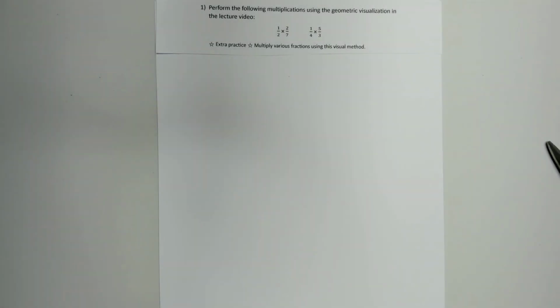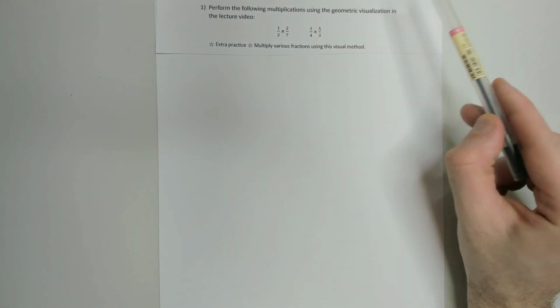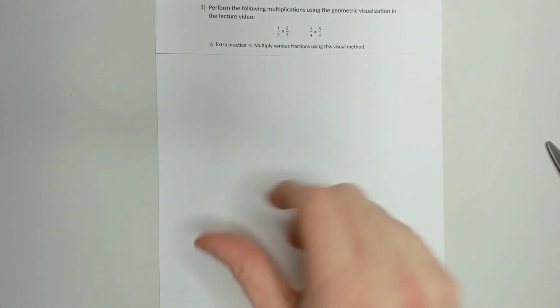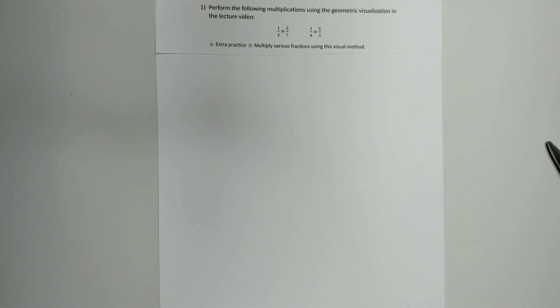Alright, so the first problem says perform the following multiplications using the geometric visualization in the lecture video. This is where we set up our little bars and then spread it out over a grid and then counted the amount of squares that we had. Obviously this isn't the most efficient method, but it's very important to know because you actually know why we multiply fractions the way we do.